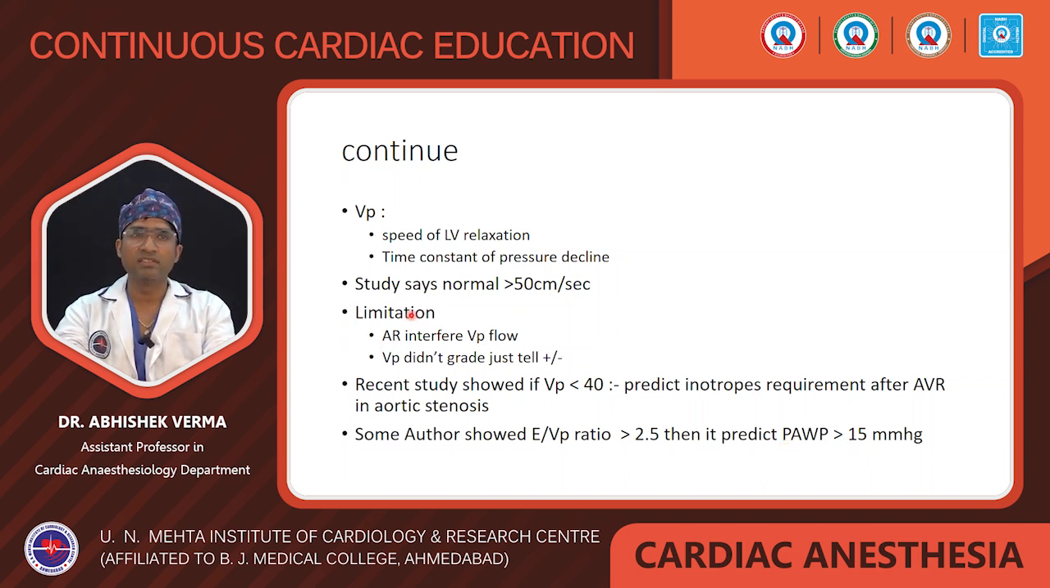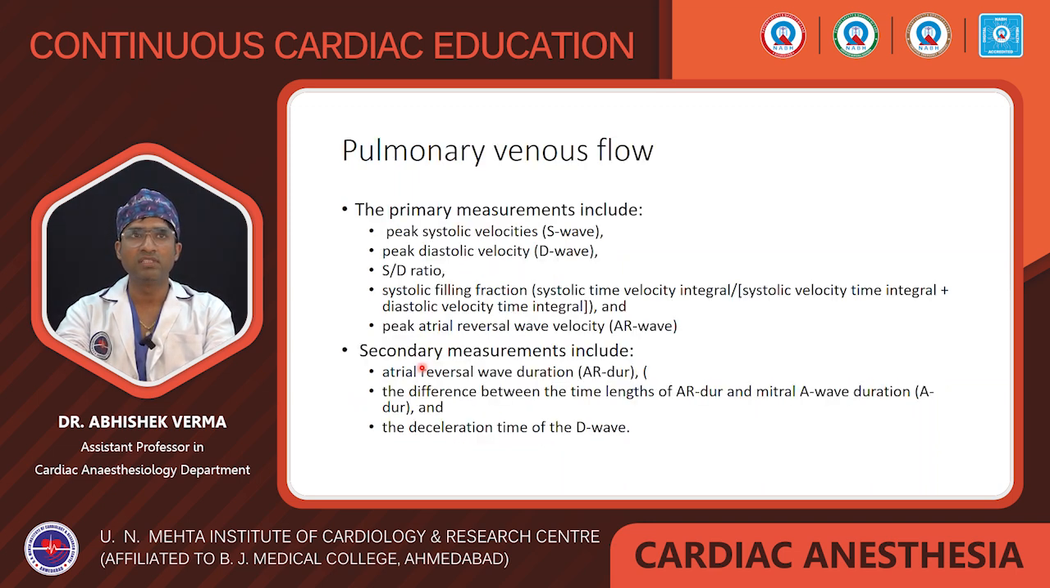But if AR is there, AR interferes with the propagation velocity because of the aortic regurgitation flow during diastole. We cannot grade depending upon this velocity, but we can just tell whether diastolic dysfunction is present or not. As it is an adjunct, we just say if diastolic dysfunction is there or not. We do not grade according to the propagation velocity.